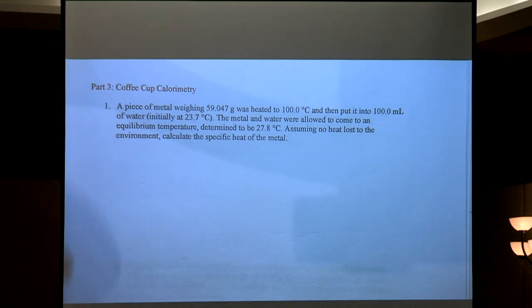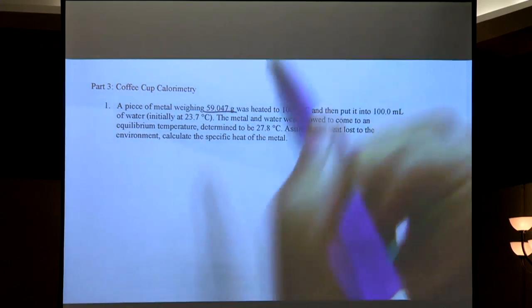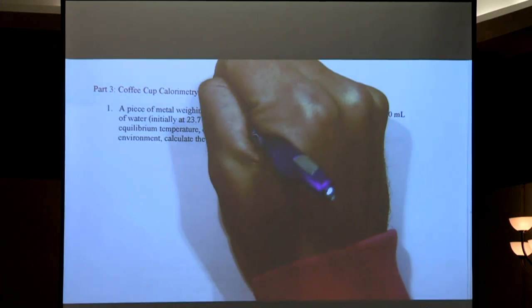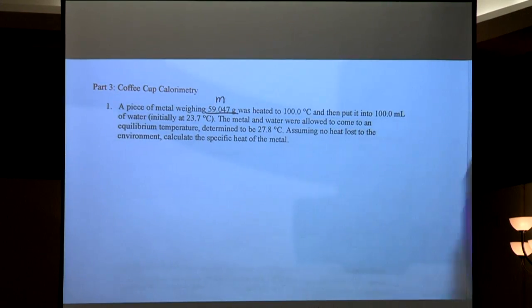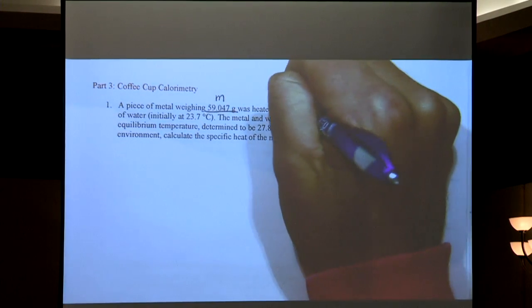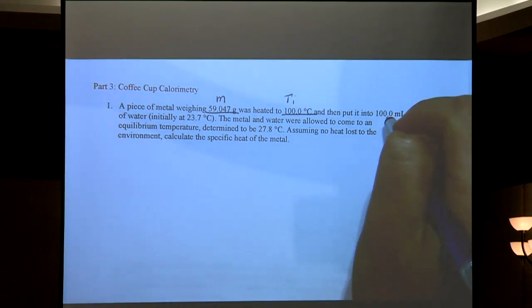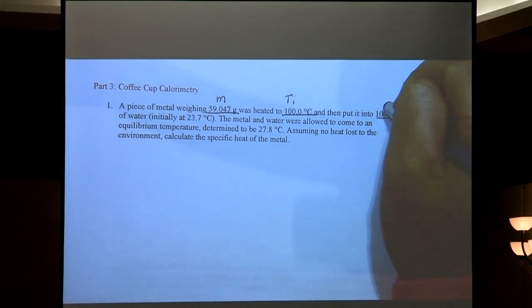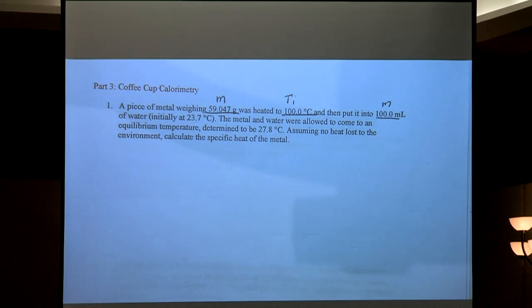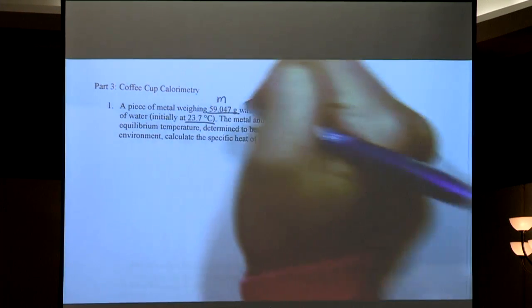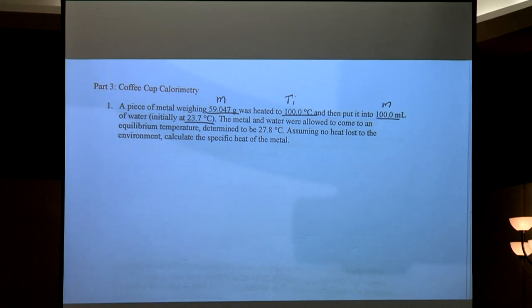All right, so a piece of metal weighing 59.047 grams was heated to 100 degrees. So 59.04 grams, what variable is that? m. Heated to 100 degrees Celsius. This is going to be my Ti for the metal. Then put into 100 milliliters, which is going to be my m, of water, initially at 23.7. I'm not going to write Ti, but that's my Ti.